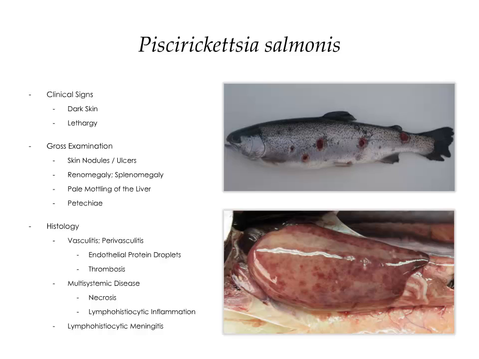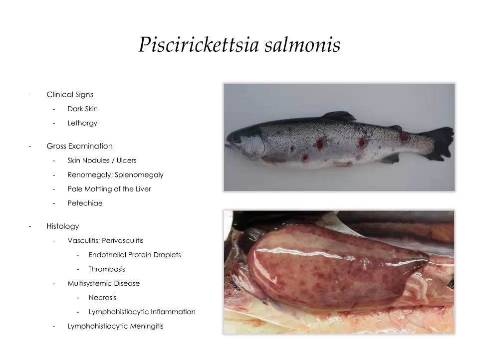Histologically, there's widespread vasculitis and perivasculitis, which is characteristic of the disease. Endothelial cells are often hypertrophied with intracytoplasmic protein droplets. Damaged vessels are often associated with intravascular thrombi. Piscirickettsiosis is a multisystemic disease, so it's typically associated with scattered foci of necrosis and lymphohistiocytic inflammation affecting various tissues.